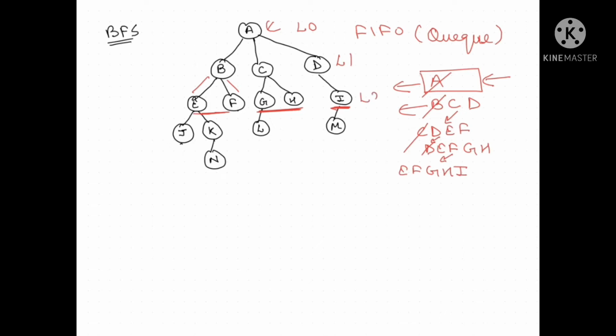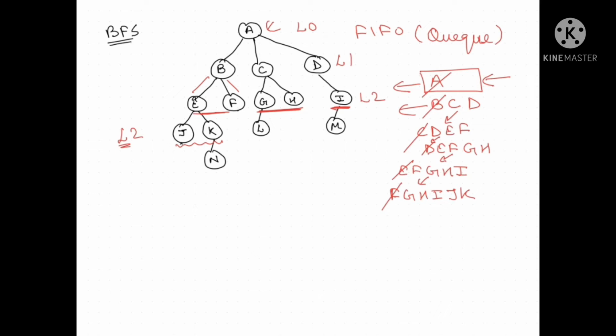Now see, level 2 is finished. Correct? So now we'll go to the next one. When you go to the next one, the first thing you will do is take out E. When you cut E, we will write the same things, that is F, G, H, I. And when you cut E, E is taking us to level 2, that is node J and K. So I will write J and K.